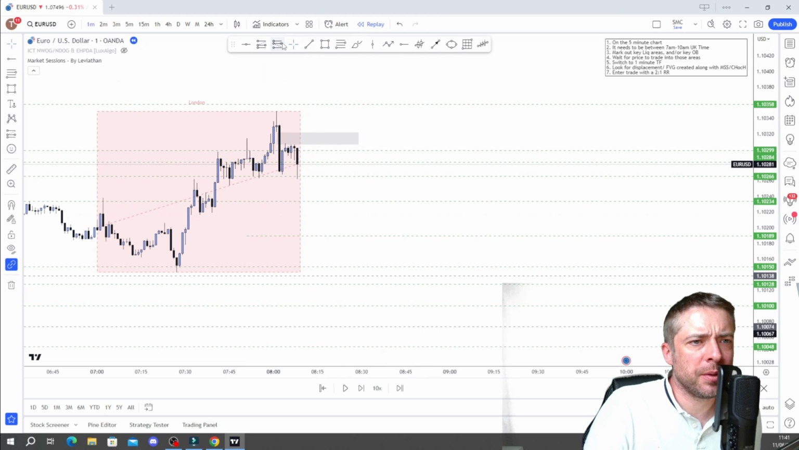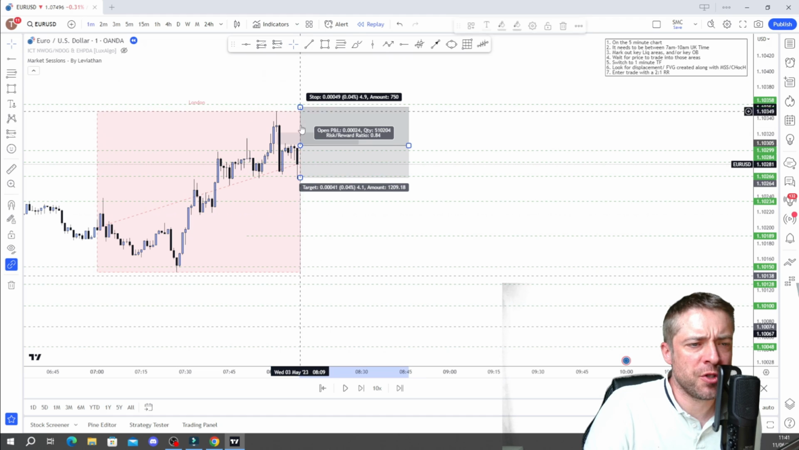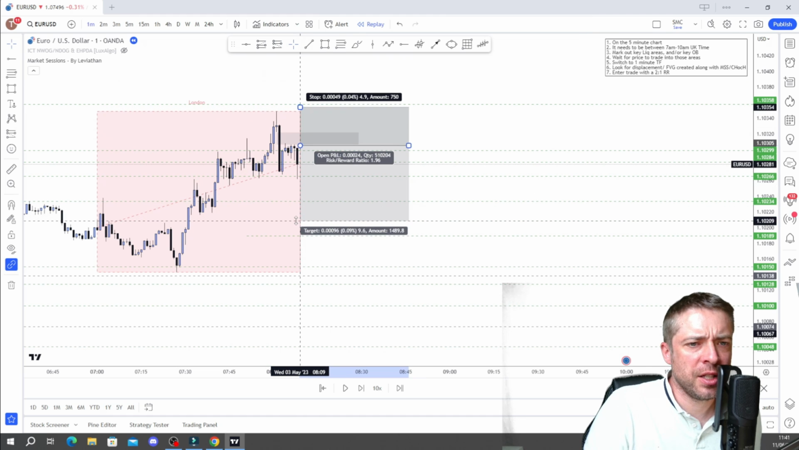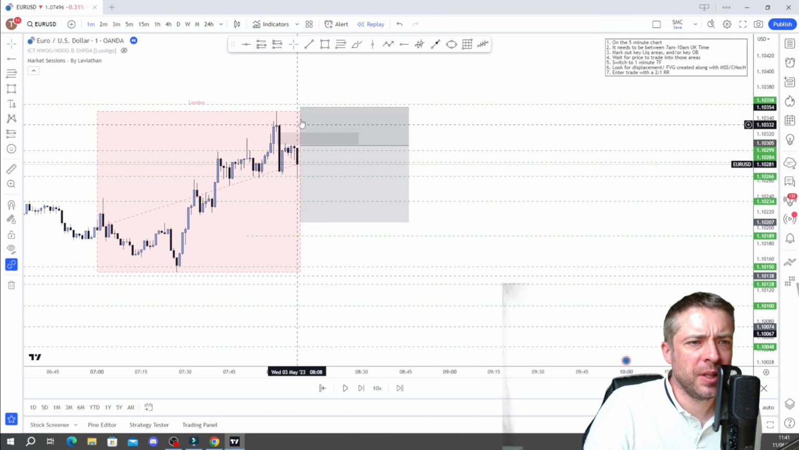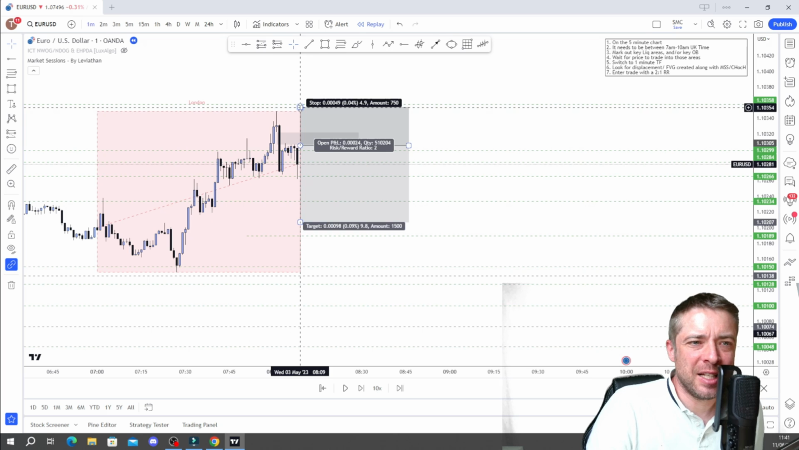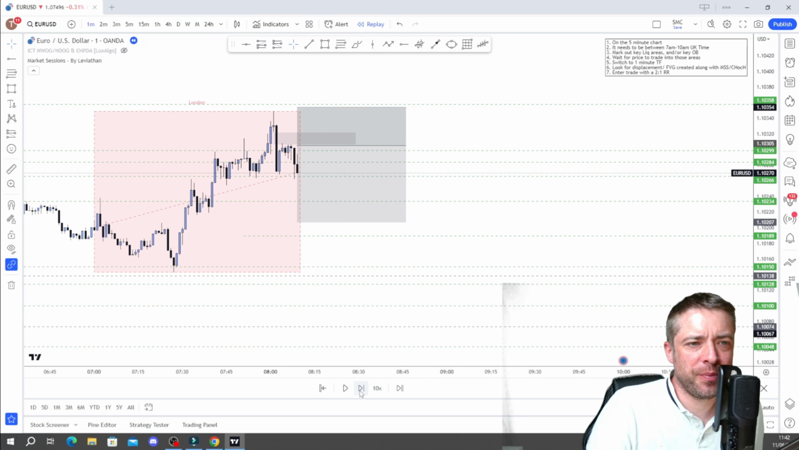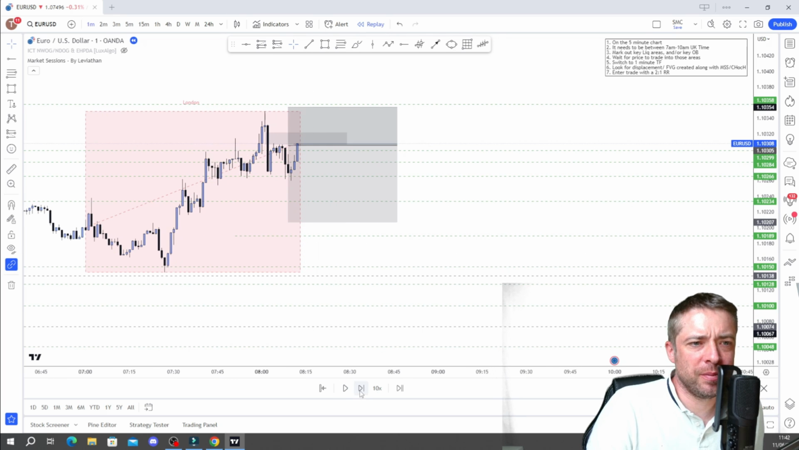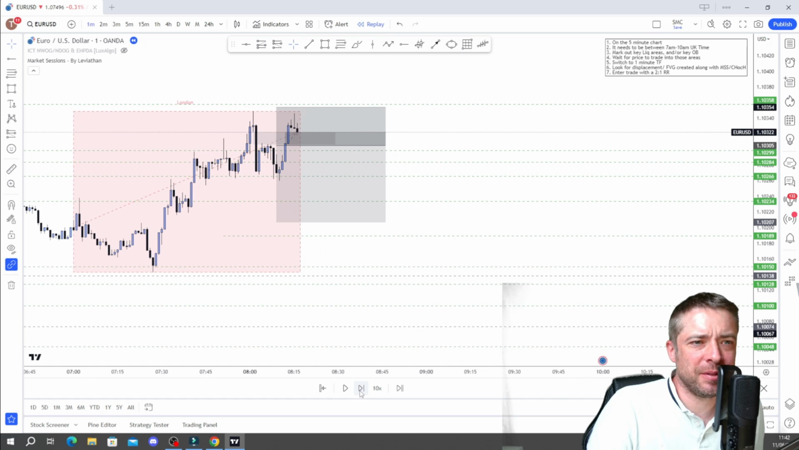Fair value gap. Short position. Stop just above there. Targeting 2 to 1. Now this worries me a bit because we've got key liquidity here. Price is potentially going to come and take that. But let's see if it does.